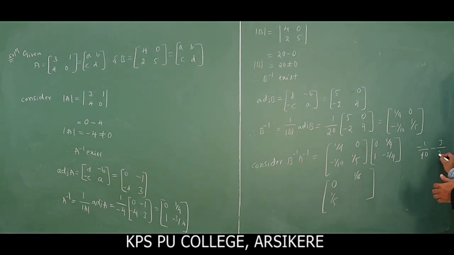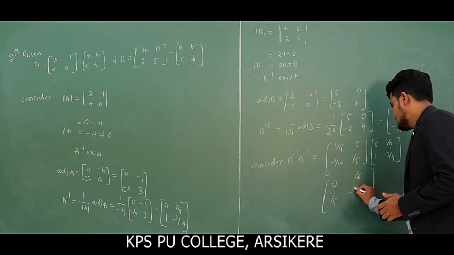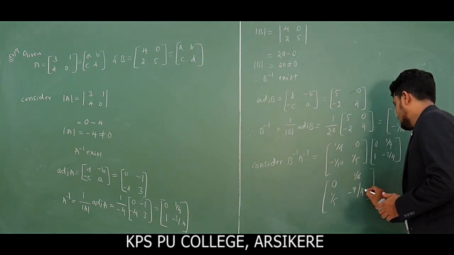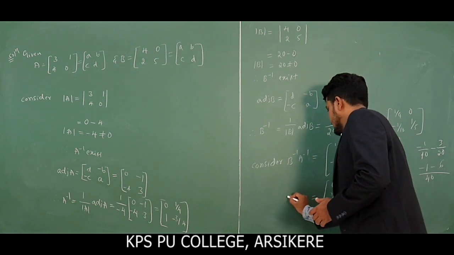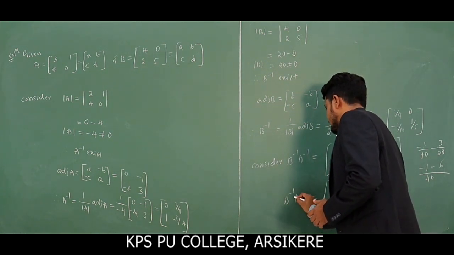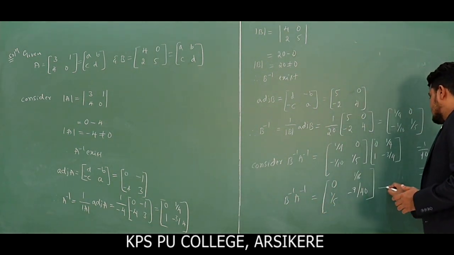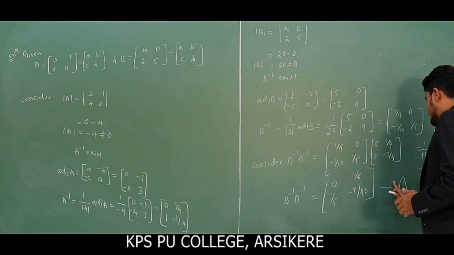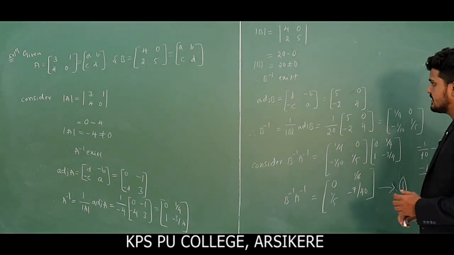Then minus 1 into 3, 3, divided by 5 4s are 20. So see here, LCM 40. So numerator: minus 1, minus 2 2s are 4, so 40, 3 2s are 6. So minus 6 minus 1, minus 7 divided by 40. This is the value of B inverse into A inverse. So call it as equation number 1.